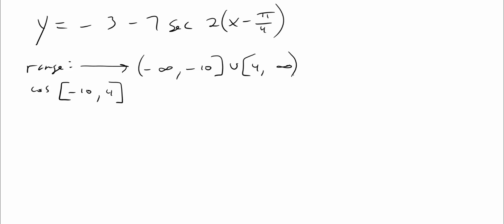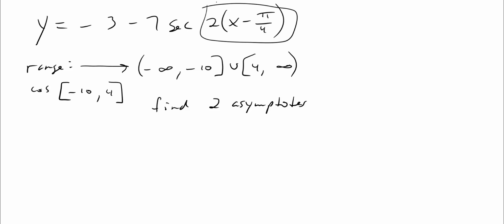Okay, so that's it. And I might ask you, hey, find two asymptotes. So you're going to set this top guy here equal to, well, where is secant undefined? Well, secant is undefined where cosine is equal to 0. And where is cosine equal to 0? Well, cosine of pi over 2 is 0, and cosine of 3 pi over 2 equals 0.